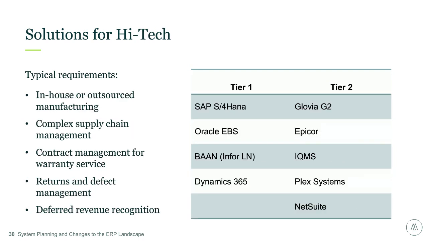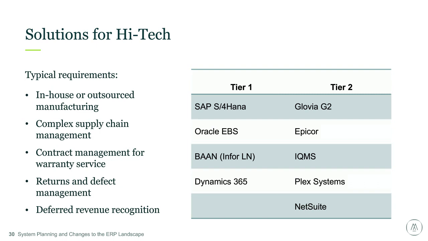For high-tech, and I'm grouping loosely, very loosely, semiconductors, medical equipment, telecom, industrial automation, and other equipment-based types of businesses, there are key requirements here: in-house or outsourced manufacturing, complex supply chain management, contract management for warranty services, return and defect management, and deferred revenue recognition, especially for those that bundle product, software, and services where multi-element arrangements may be applicable.